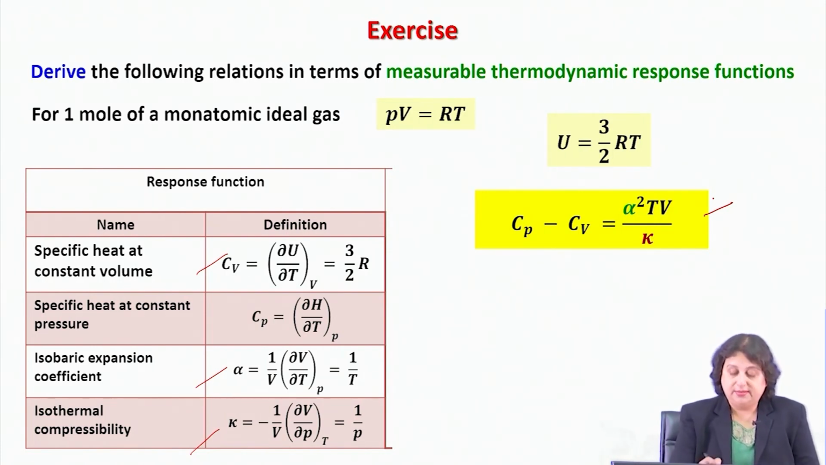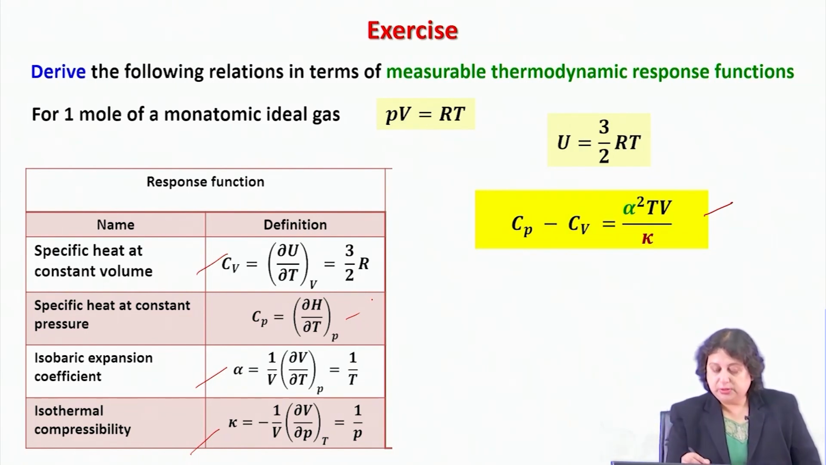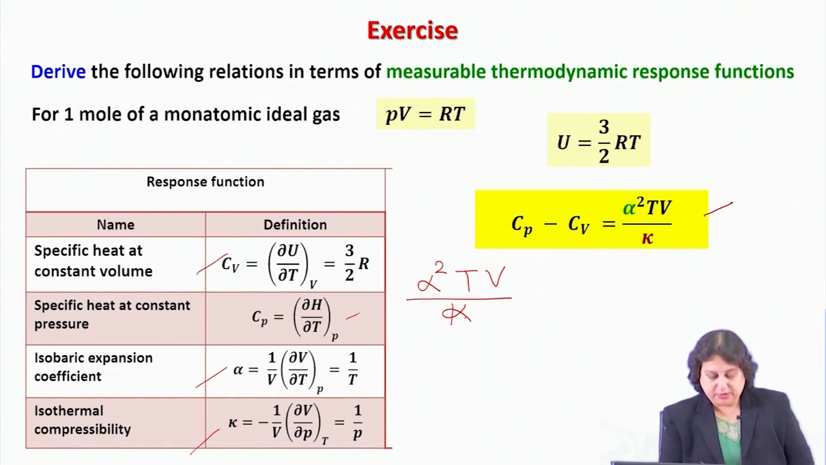I can directly find out what Cp is going to be for an ideal gas. So let me write down what alpha squared TV by kappa is. What is alpha? Alpha is 1 by T, so alpha squared is 1 by T squared, multiplied by T into V divided by kappa.